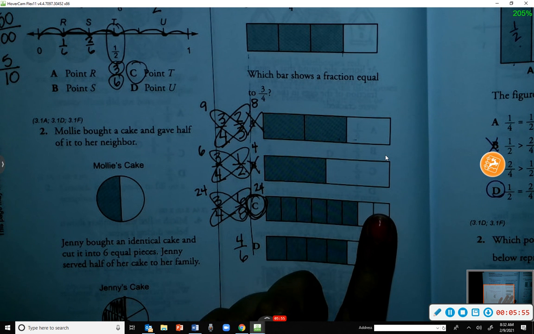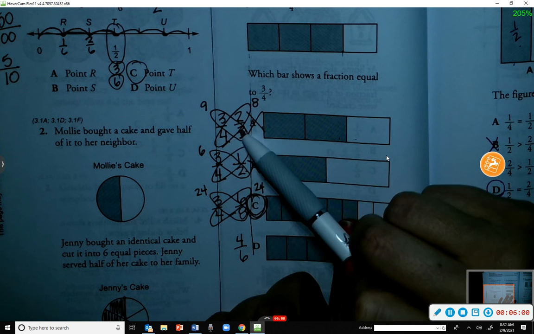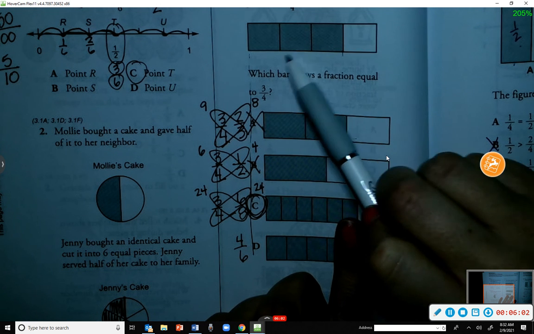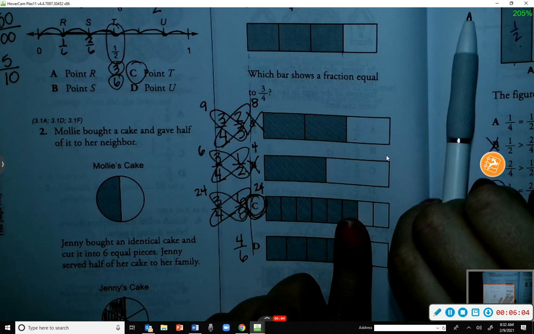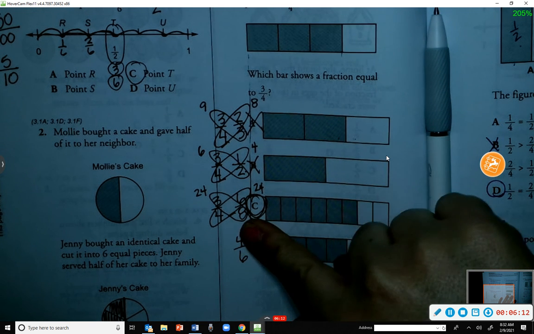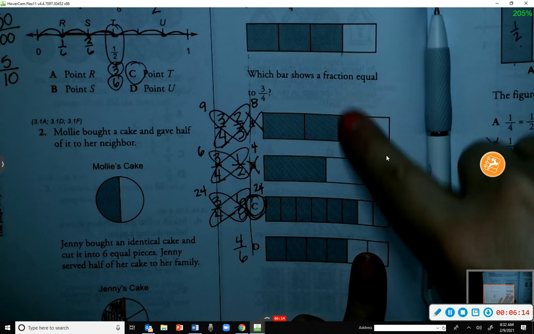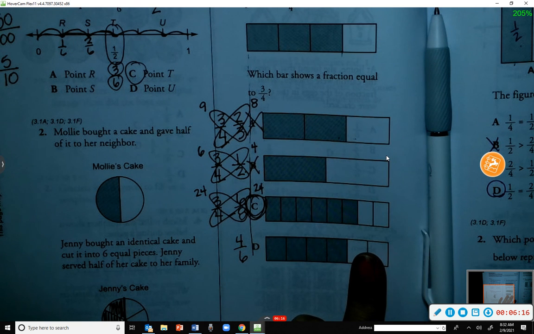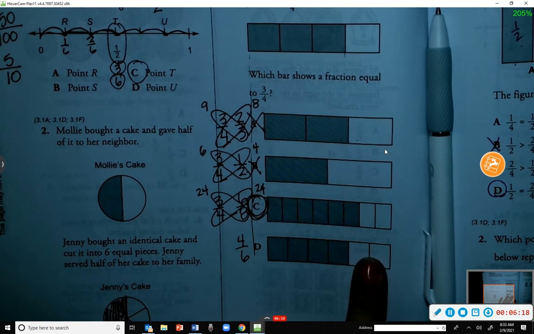I almost did that. Okay, that's why we have this backup strategy, guys, because just looking at the shaded pieces sometimes is not a guaranteed correct answer. So use this to help you, because just looking at the shaded pieces sometimes will make us get it wrong. It's hard to tell. Okay? I got it.